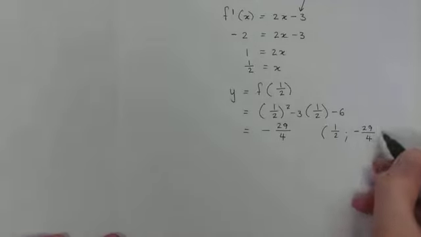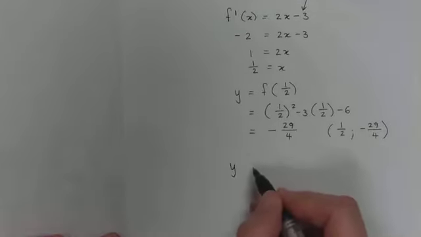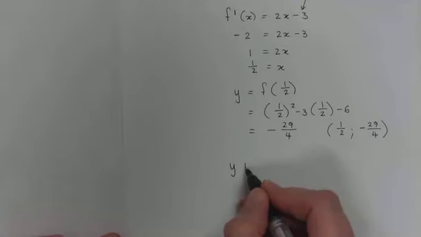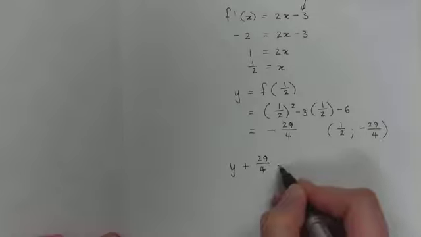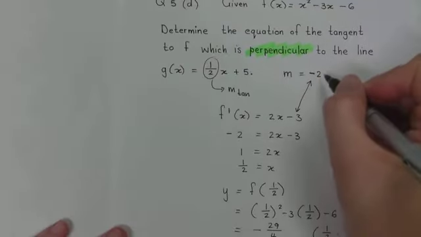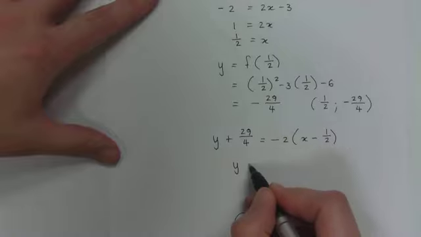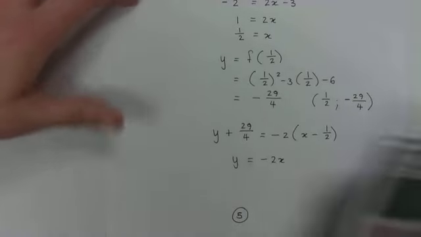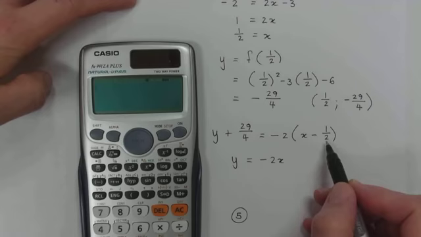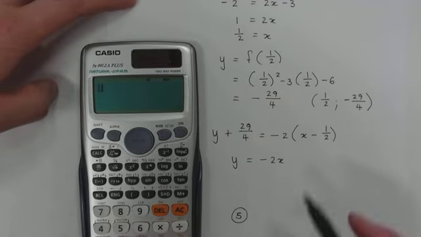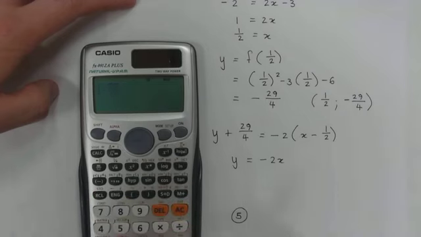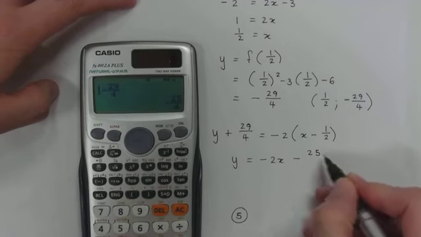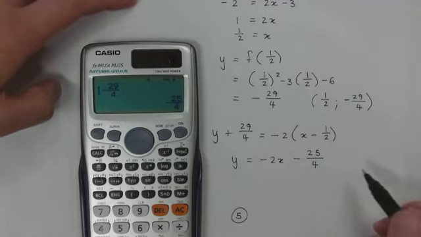And then finally I can just sub that into my formula. So y minus negative 29 over 4, so y plus 29 over 4, is equal to my gradient, which up here we got as negative 2, times (x minus a half). To finish that up, I'm again going to use the calculator to help me simplify. So that's minus 2x, and I'm going to multiply minus 2 by negative a half, which is 1. Then I'm going to subtract that 29 over 4, which gives me minus 25 over 4. And that's the equation of this particular tangent.